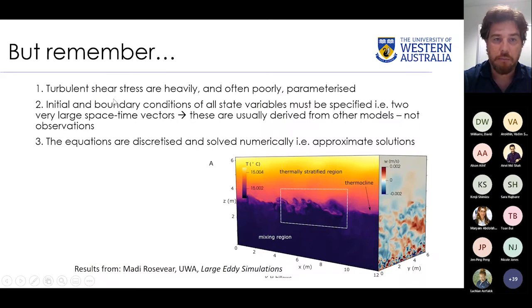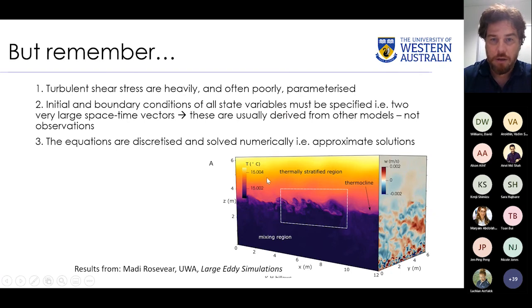So I'll restate them: these turbulent stresses are parameterized. The initial and boundary conditions all must be specified, and they're usually specified from other models, not directly from observations, because we don't have enough observations to properly specify them. And the equations are discretized and solved numerically, so that means you have a finite size to your grid, so you're only able to resolve features down to a certain length scale.